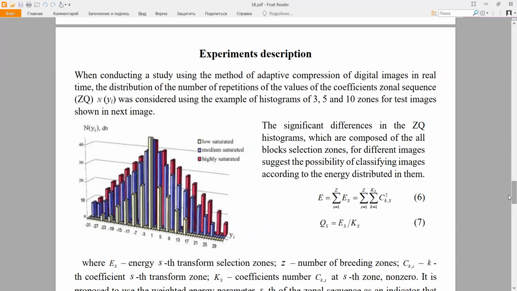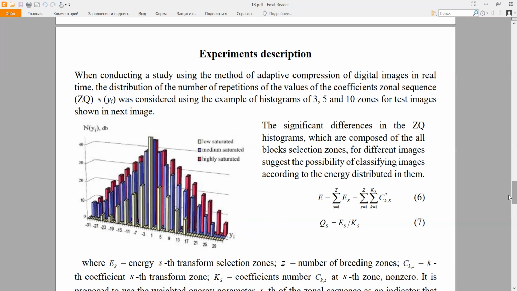The test images were downloaded from free internet resources. It's about 10,000 different images we built, and we made our experiments on this data set.